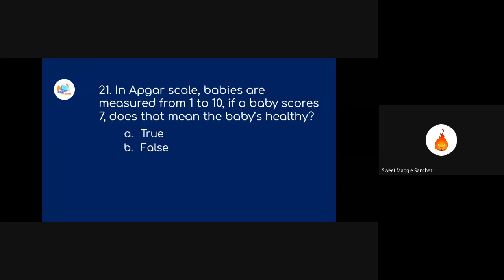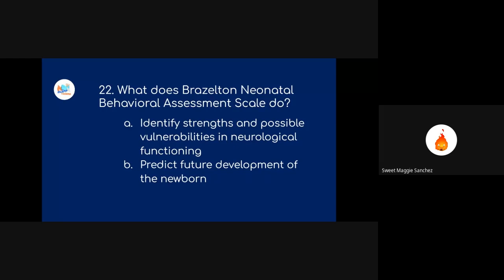Okay, timer stops. Question 22. What does Brazelton neonatal behavioral assessment scale do? Is it A, identify strengths and possible vulnerabilities in neurological functioning? Or is it B, predict future development of the newborn?